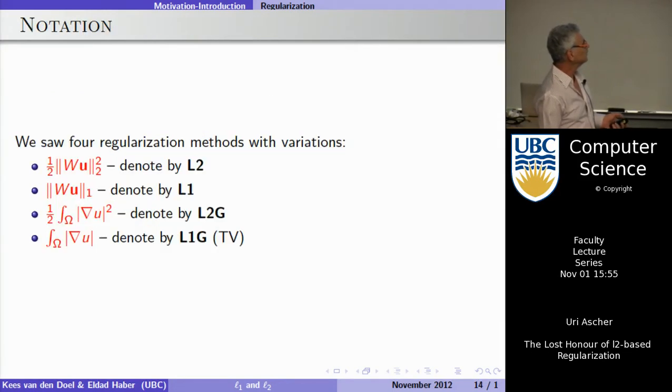But before that, I need to introduce some notation, because I keep on saying L1 and L2, and what is important is that there are situations where I would have a gradient, and there are where I won't. So let's try to imprint this in your mind. Big L2 would be the objective function with a 2 norm, just for the coefficients, no derivatives. Big L1 would have the 1 norm, the same thing. L2G would have the gradient of a surface, and L1G would have the gradient of a surface, this one with the 2 norm and this one with the 1 norm.